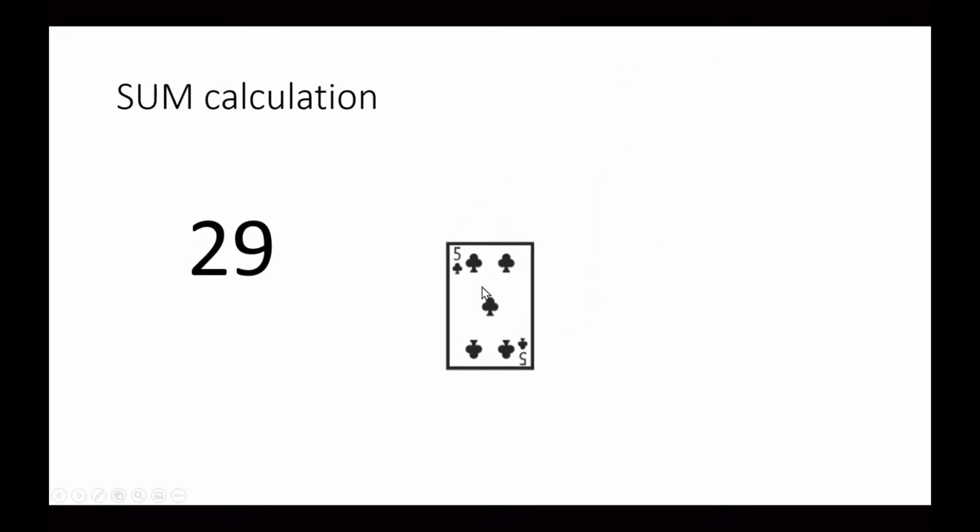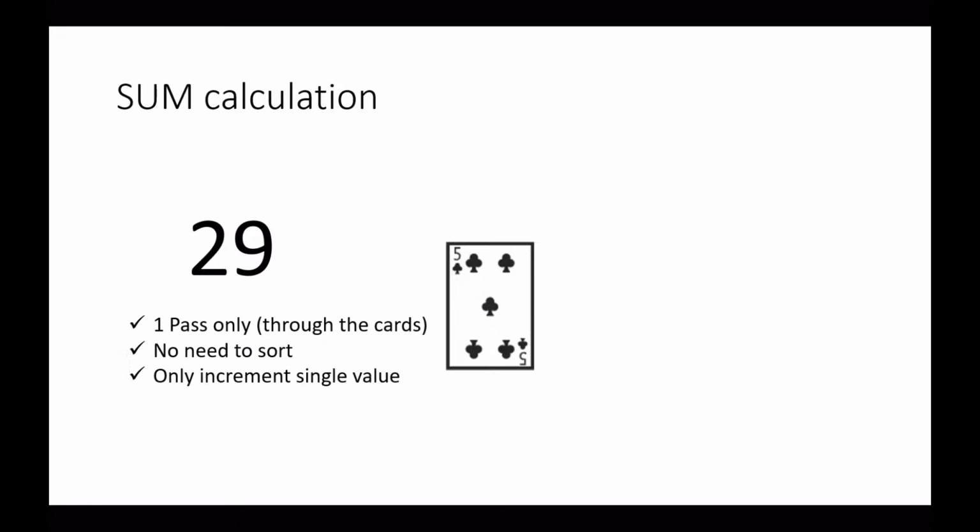And we arrive at a value of 29. We've used very little memory to complete this calculation. And a couple of notes about this are, we only needed to do one pass through the cards. We didn't need to sort the cards at all. We only needed to increment a single value. And this is really important when it comes to memory.